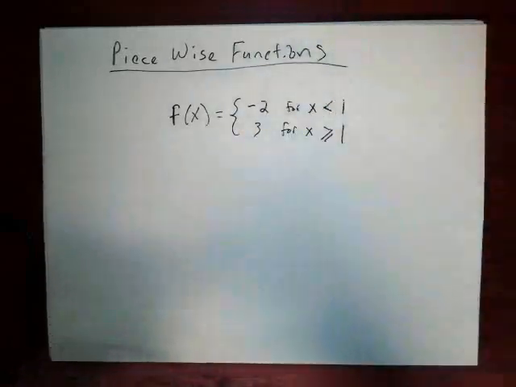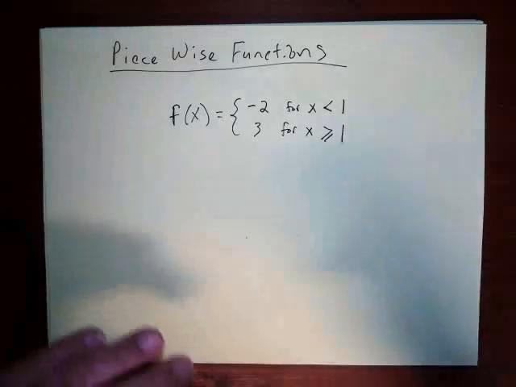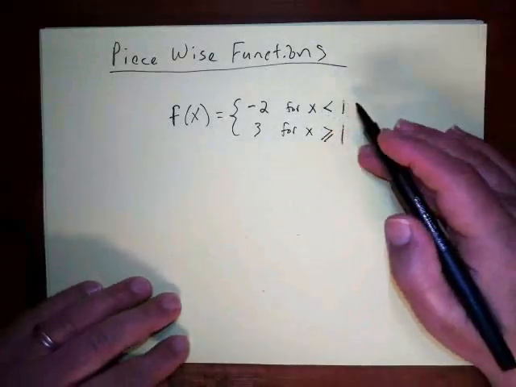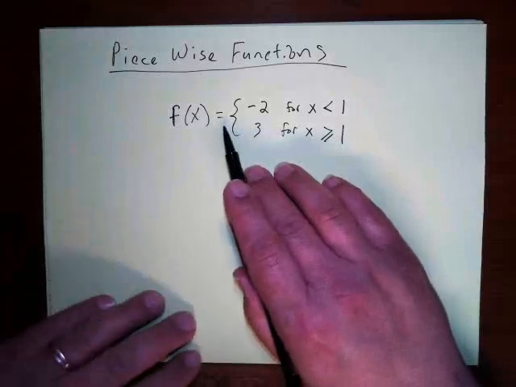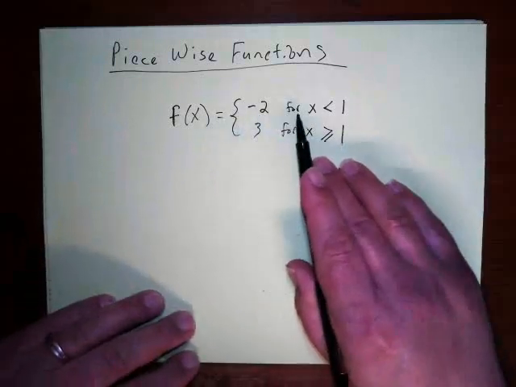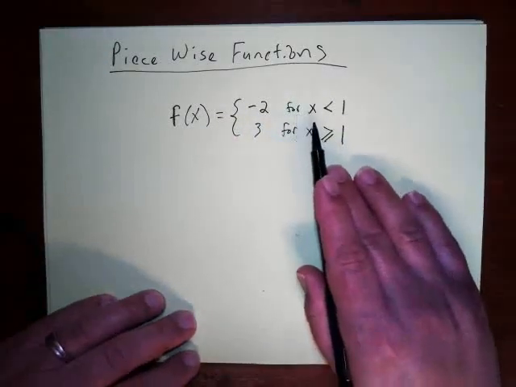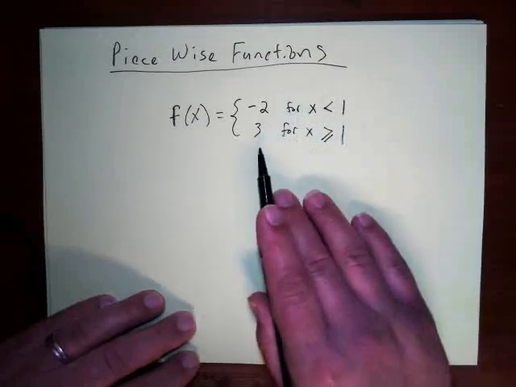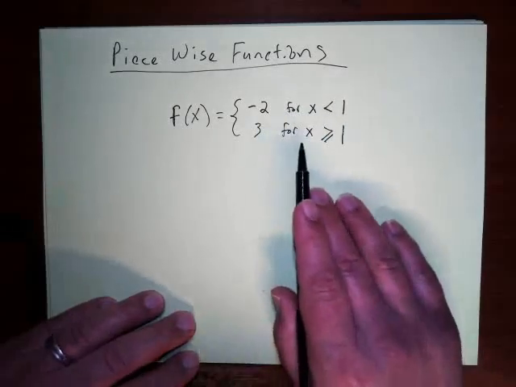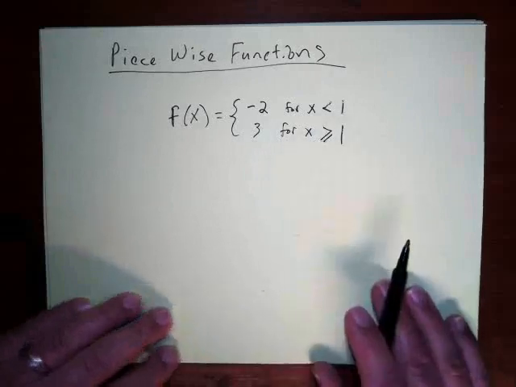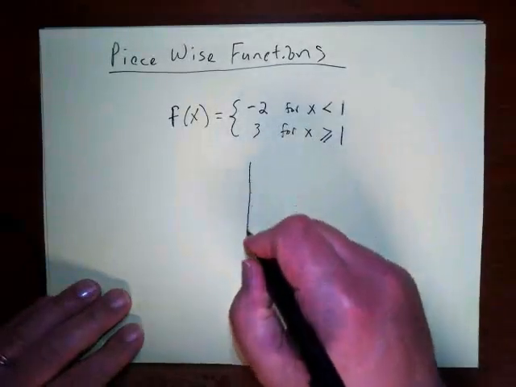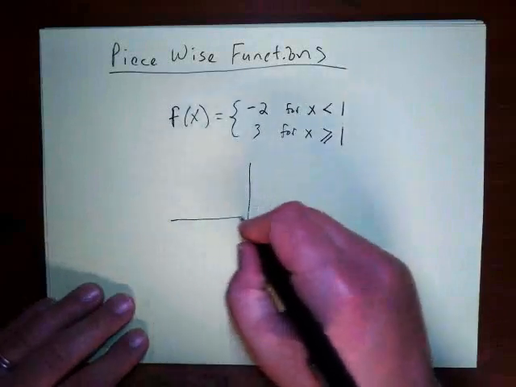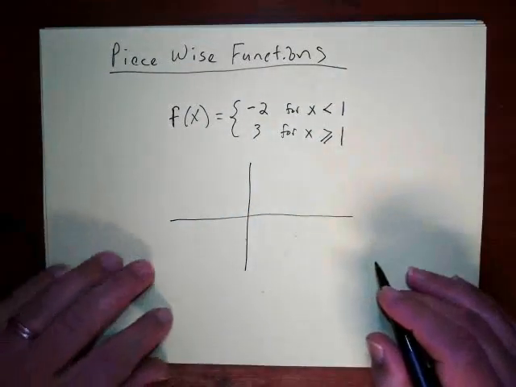I've started with a very simple piecewise function, and basically what it says is f of x is equal to one of two values. It's equal to -2 for all x that are less than 1, and it's equal to 3 for all x that are greater than or equal to 1. And so let me graph this, and then we're going to define the domain and the range.